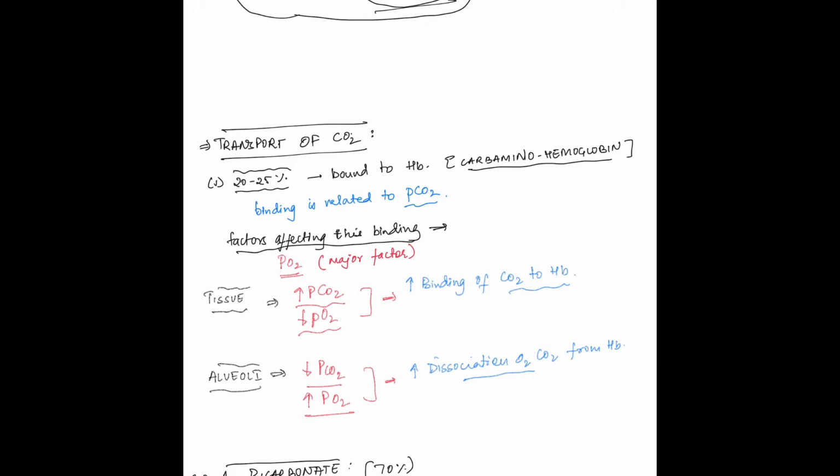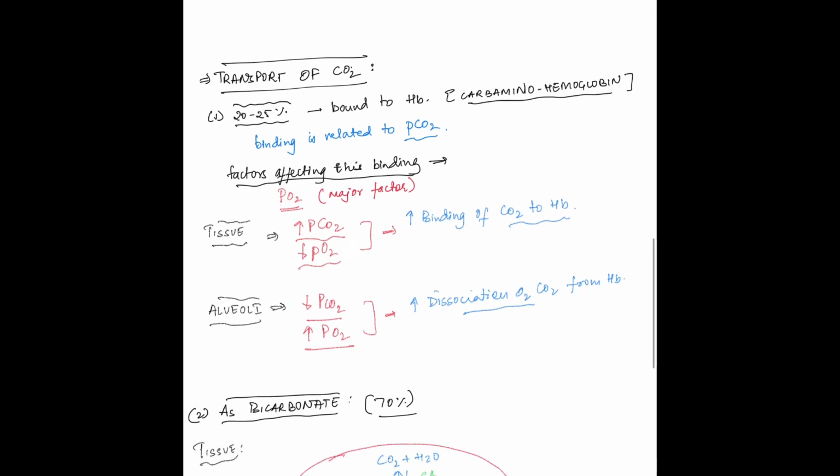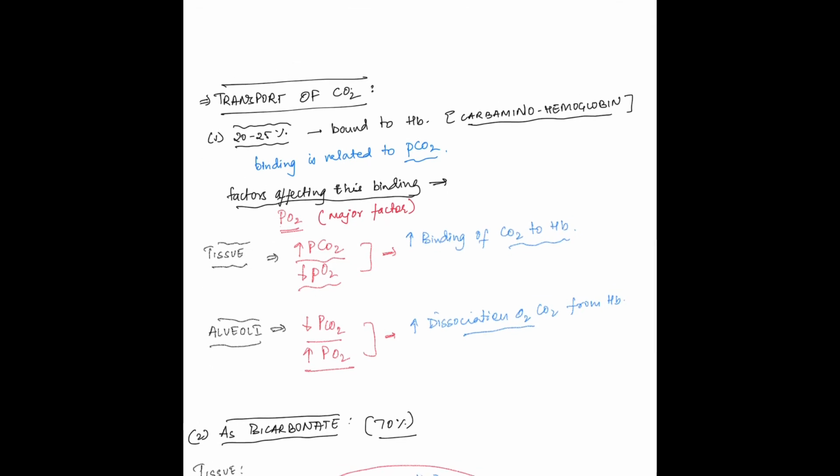Now let's look at transport of carbon dioxide. Carbon dioxide is produced by the cells of our body. This carbon dioxide has to be taken from different tissues and organs and delivered to the lungs, where it diffuses into the alveoli and is then expired out. 20 to 25% of carbon dioxide is transported by RBCs bound to hemoglobin. When carbon dioxide binds to hemoglobin, it is called carbaminohemoglobin.